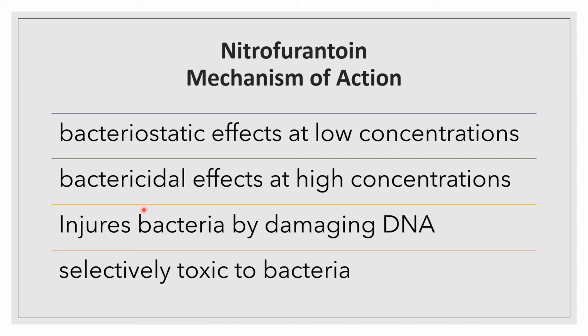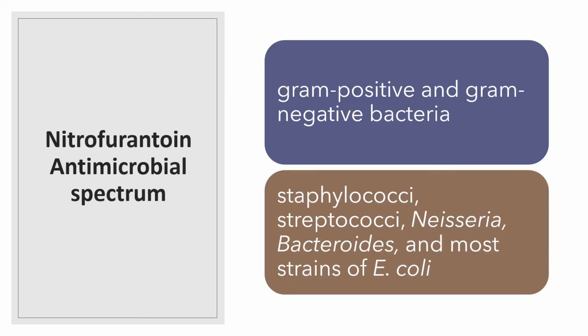Nitrofurantoin has bacteriostatic effects at low concentrations and bactericidal effects at high concentrations. It injures bacteria by damaging their DNA. It is selectively toxic to bacteria because, unlike mammalian cells, bacteria possess relatively high levels of the enzyme needed for drug activation. Nitrofurantoin is active against a large number of gram-positive and gram-negative bacteria. Susceptible organisms include Staphylococci, Streptococci, Neisseria, Bacteroides, and most strains of E. coli.